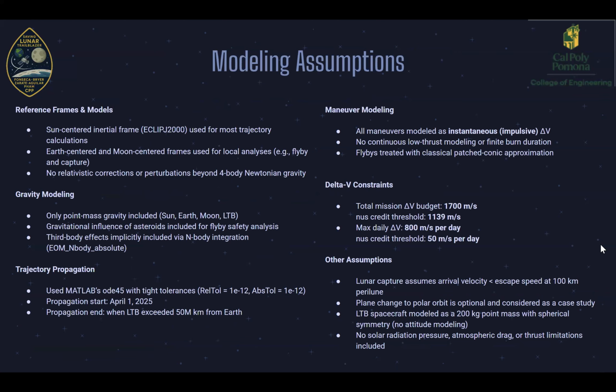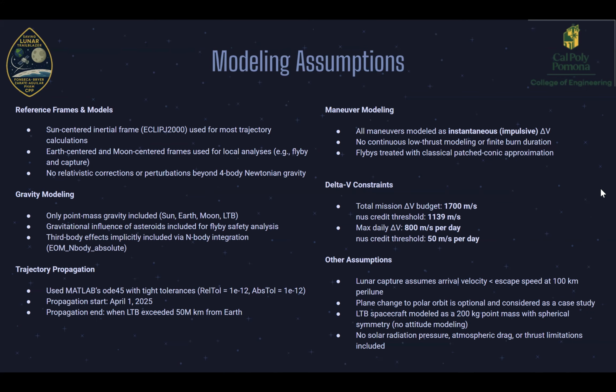Here are some of the assumptions we used in our calculations. We only worked with the Sun, Earth, and Moon as sources of gravity, assuming all maneuvers to be instantaneous delta Vs. Delta V constraints show the model is expected to be within operating safe range. We assume the model to be unaffected by radiation, pressure, drag, and thrust limitations.